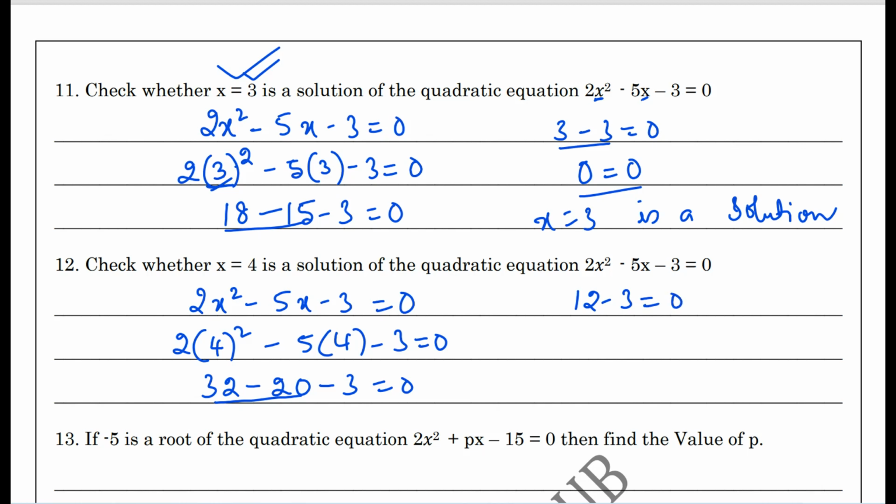What is 12 minus 3? It is 9. 9 is equal to 0. It is not at all possible. Is 9 equal to 0? No. That means x equals 4 is not a solution because LHS and RHS are not equal.